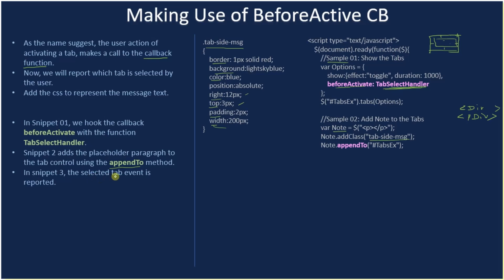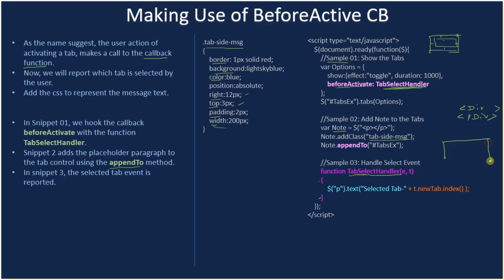In snippet 3, the selected tab event is reported. So here if you see, this is the tab handler we are stating, right? Now here we are creating a function for tab select handler, right? And this is the body for this tab select handler. So when a user changes the tab, in our example, we are dealing with the 3 tab pages, right? When user switches between these tabs, each time when user switches, this handler will get called.